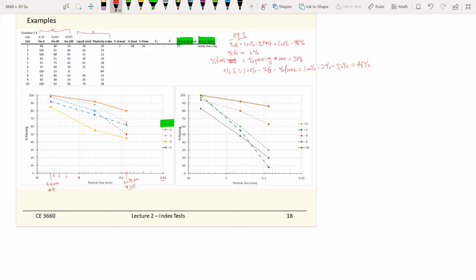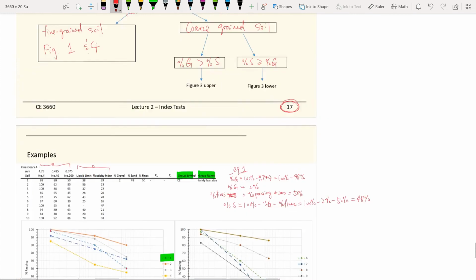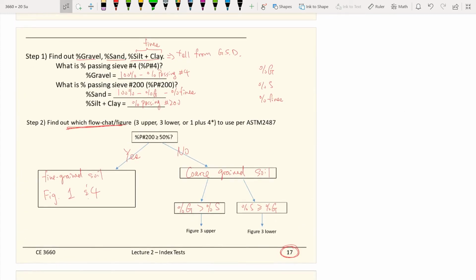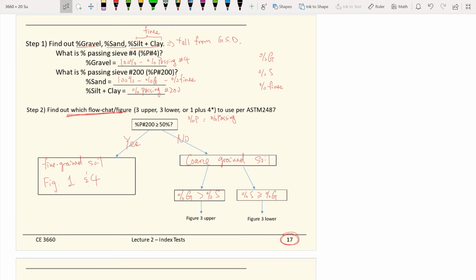After we determine all those percentages, the second step is to figure out which figures we should use. And we go back to this chart again. Percent P means percent passing. So do we have the percent passing number 200 greater than or equal to 50%? We're exactly equal to 50%. So it's yes, which means we should use figure 1 and figure 4 to finish this problem.